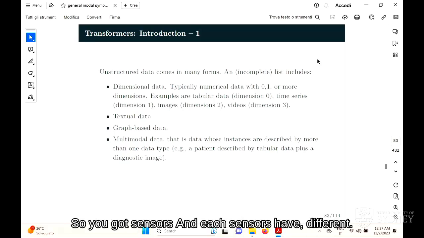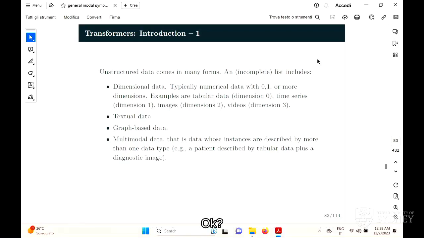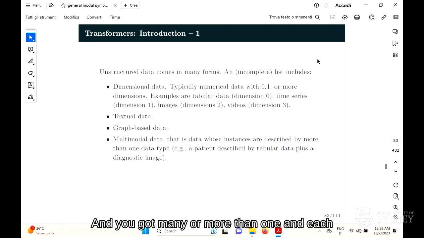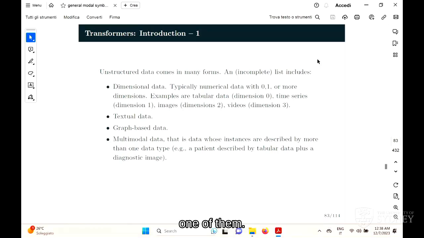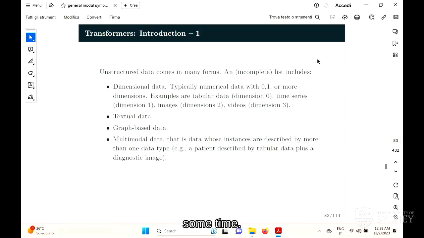Forces data. So you got sensors, and each sensor measures something different, like acceleration or something. Okay. And you got many sensors, or more than one, and for each one of them you collect the data for some time. So this is a bunch of time series, right? You got experience with learning?